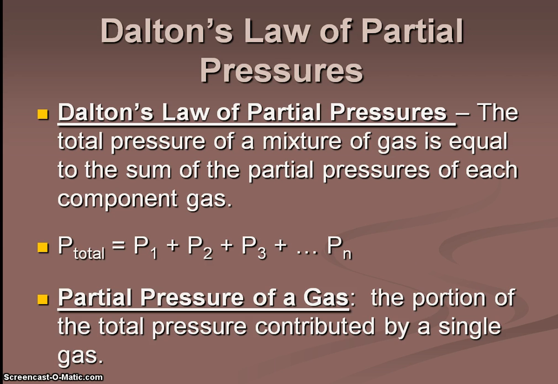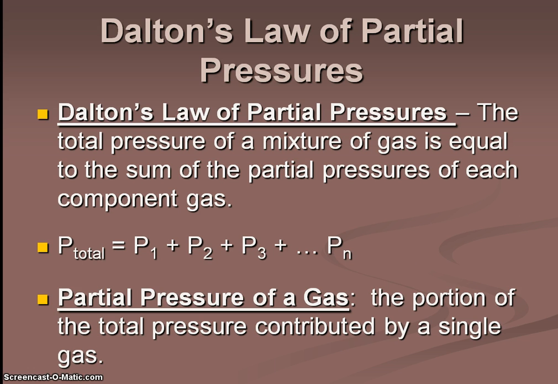So if we go back to our example where you have 1 atm and 2 atm and you put them together to make 3, 1 atm is the partial pressure of the first gas. 2 atm is the partial pressure of the second gas. So this law is really easy. You just add up the partial pressures to get the total.